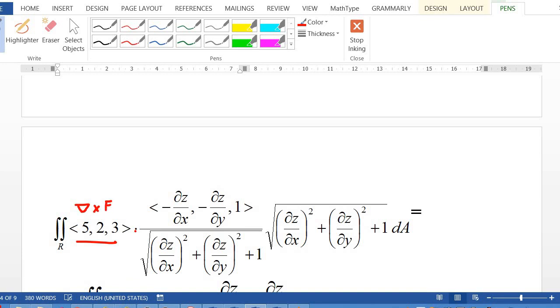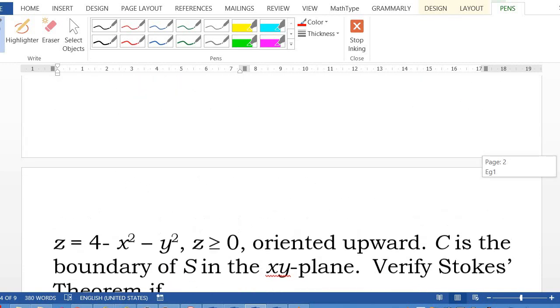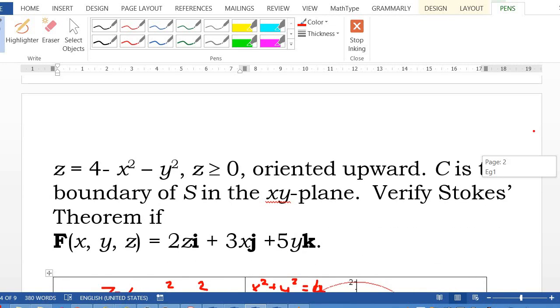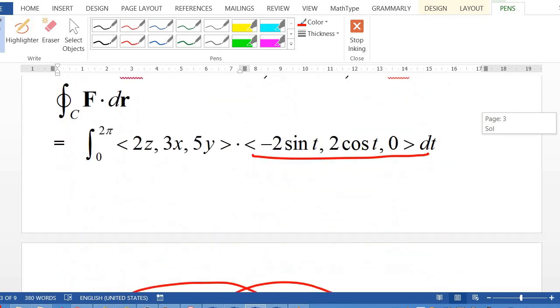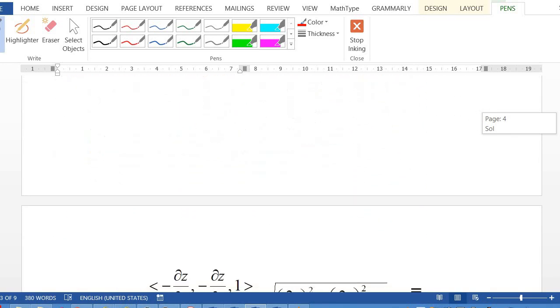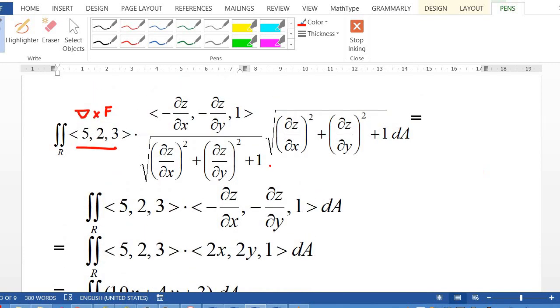Okay, then dot with n, the unit normal vector formula. Because the curve C is counted anti-clockwise, using the right hand rule, the thumb represents the unit normal vector. When pointing up, then the unit normal vector is pointing up. Curve C is anti-clockwise. Look back at the question: the unit normal vector is oriented upward.